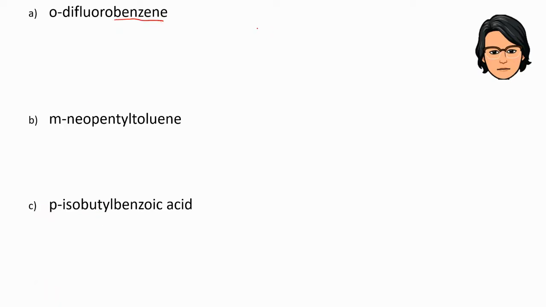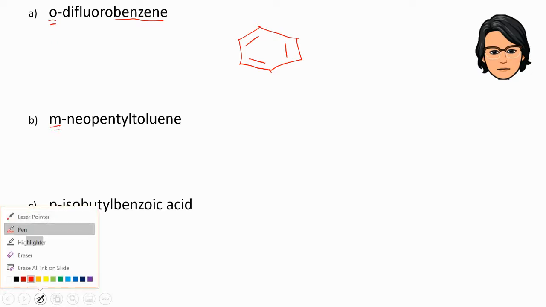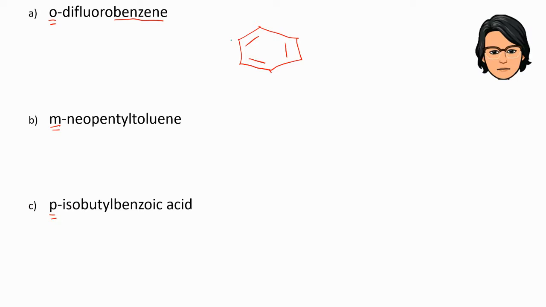Benzene also. Okay, but this time I'm using ortho, meta, and para. I'm not using the labeling 1, 2, 3, 4. So what do we do? Remember this, if this is benzene, we must find at least one substituent first. Okay, difluoro means there must be 2 fluorine.